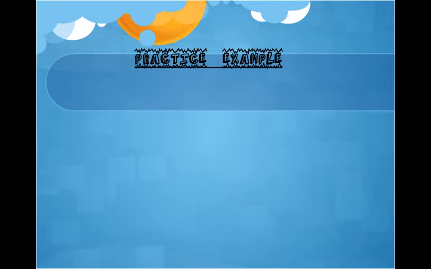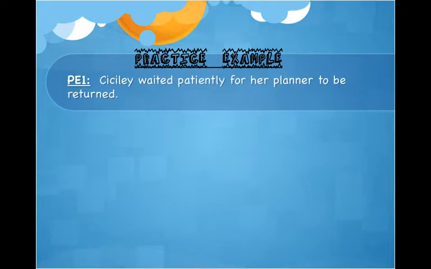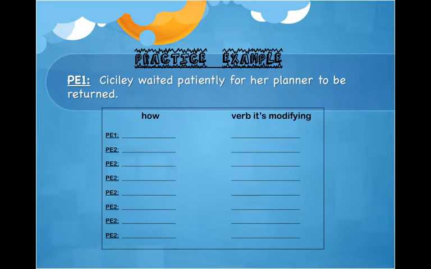Let's look at practice example number 1. Cicely waited patiently for her planner to be returned. Looking at your table in your SSS packet, you've got 2 columns. You've got the how column and the verb it's modifying. In the first column, you are going to put the adverb. In the second column, you're going to write down the verb that it's modifying.